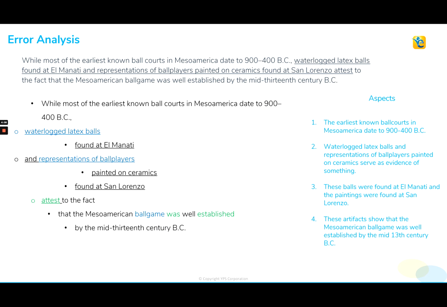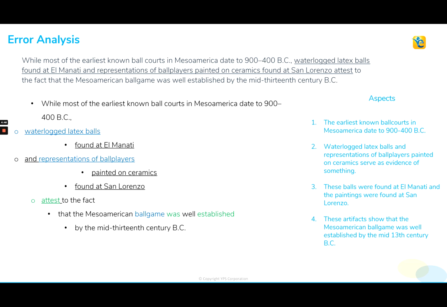Now, our meaning, when it's pretty straightforward, makes moving into the error analysis pretty easy because we don't have to infer any meaning. So we can start with our basic building blocks and use those grammar tools of what we know the foundations of the sentence to be. We can start with those subject-verb pairs, and we can say, okay, do they agree in number? Are they making sense? And we know here all the subject-verb pairs are agreeing in number and are logically and grammatically correct. I have them highlighted for you. The subjects are in blue, the verb is in green. Waterlogged latex balls, representations of ball players, attest, ball game was established. Now, no issue with verb tenses.